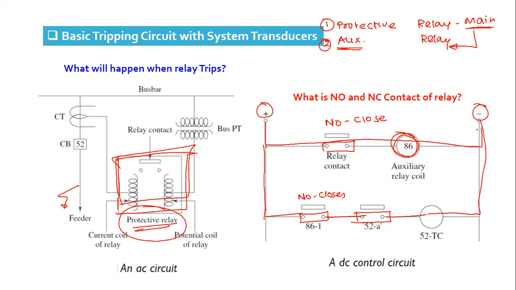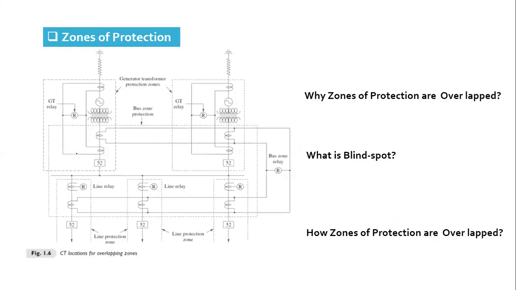So the trip coil of the circuit breaker is energized, and it will separate the circuit breaker contacts. Depending upon the quenching medium, the arc formed between the circuit breaker contacts will be quenched, and then the breaker will be opened. So this is the basic tripping circuit we have discussed.